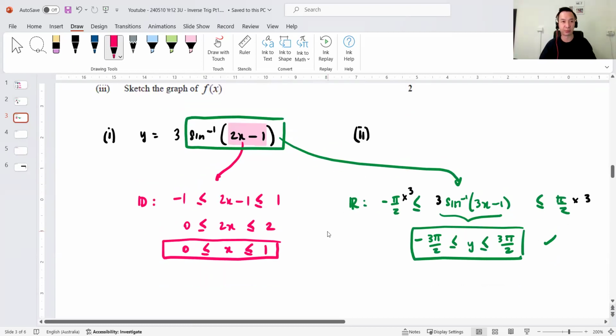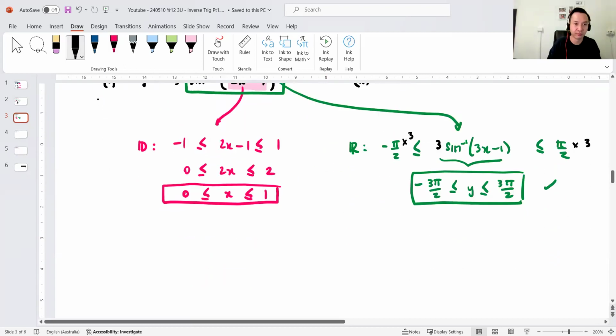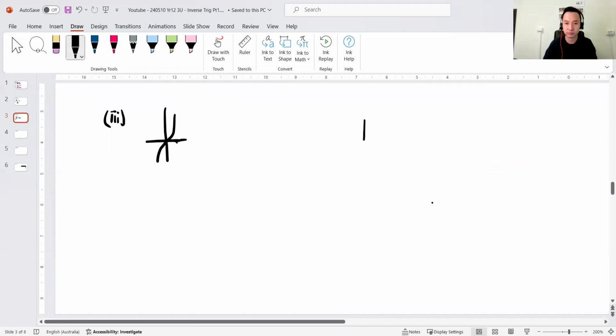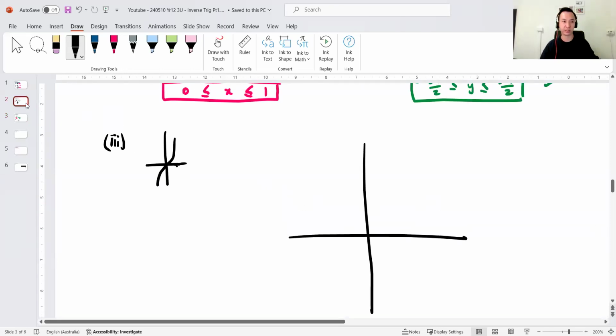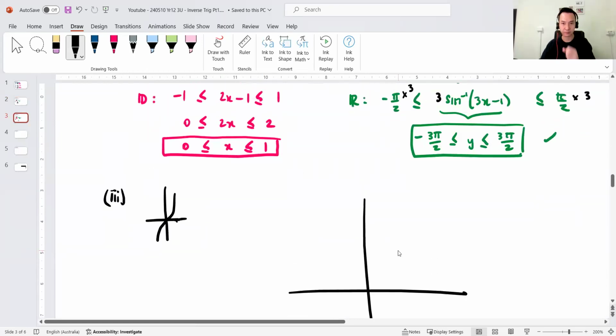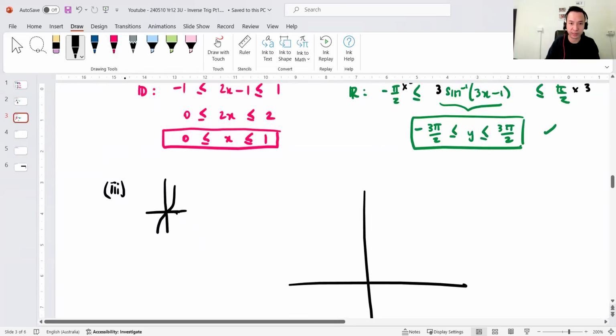And then for part 3, we sketch. Now, shape-wise, I know that for sine inverse, it sort of looks like that. So when I sketch this, let's see. I'll go back a slide to get my box, keep it up my sleeve. Now I know the width is going to be from 0 to 1. Not to scale. Oh, maybe I'll make it a little bit to scale.